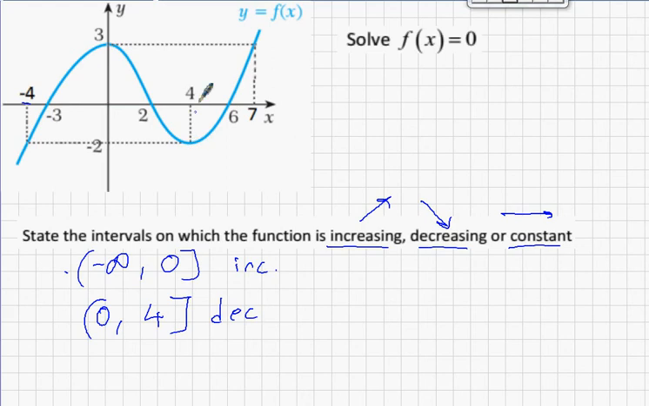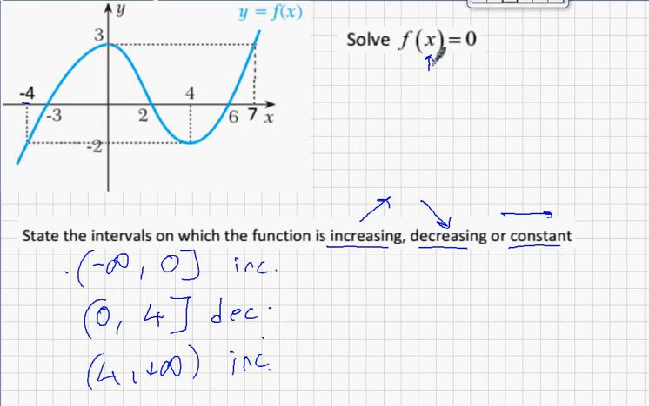Now after x is 4, when x is 5, 6, 7, 8, the graph is moving up again, which means it will start from 4 and continue till plus infinity. Till plus infinity, it will continue to increase again. Understood? Is there any problem? Okay.